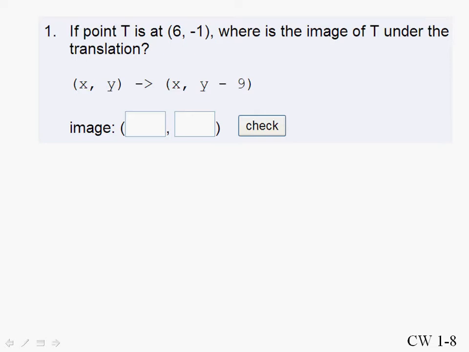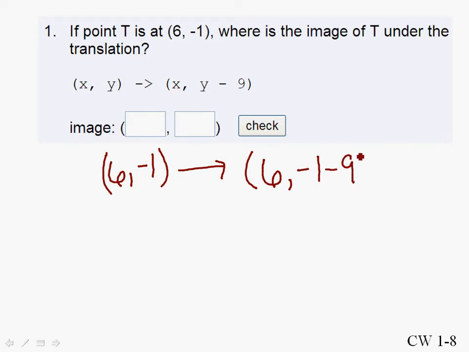Okay, so I'm starting out with 6, -1, and I'm translating x by no units, so it's the same, and then y, I'm translating by -9. Okay, so I have 6, -1, and -9 is -10. So my new image should be at 6, -10. Take a moment to try your number 1.